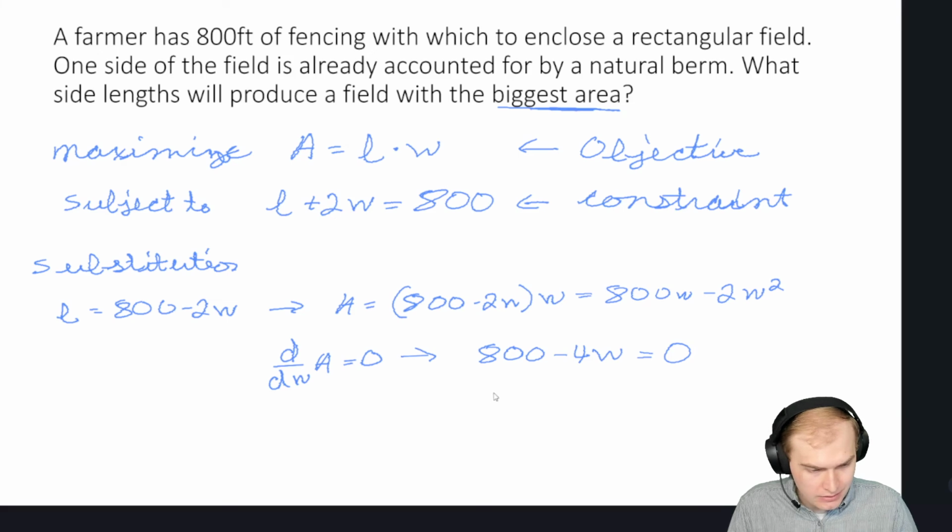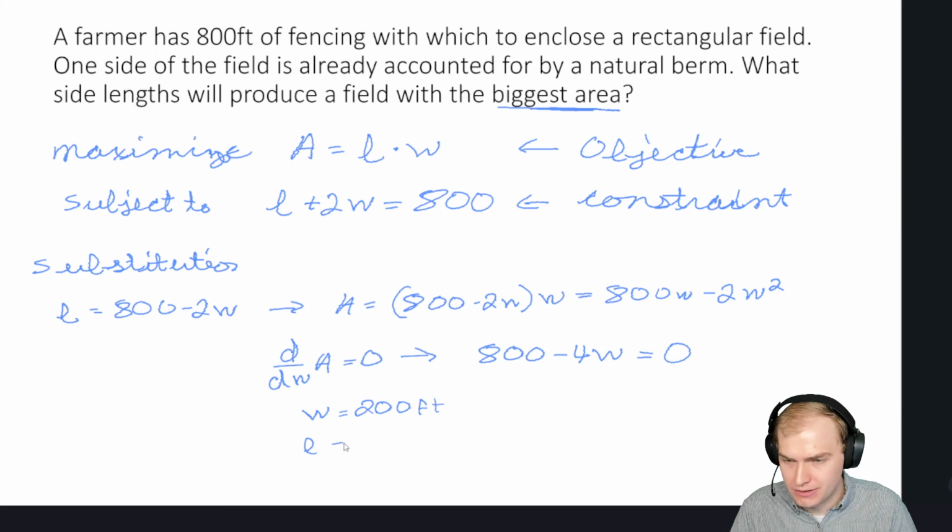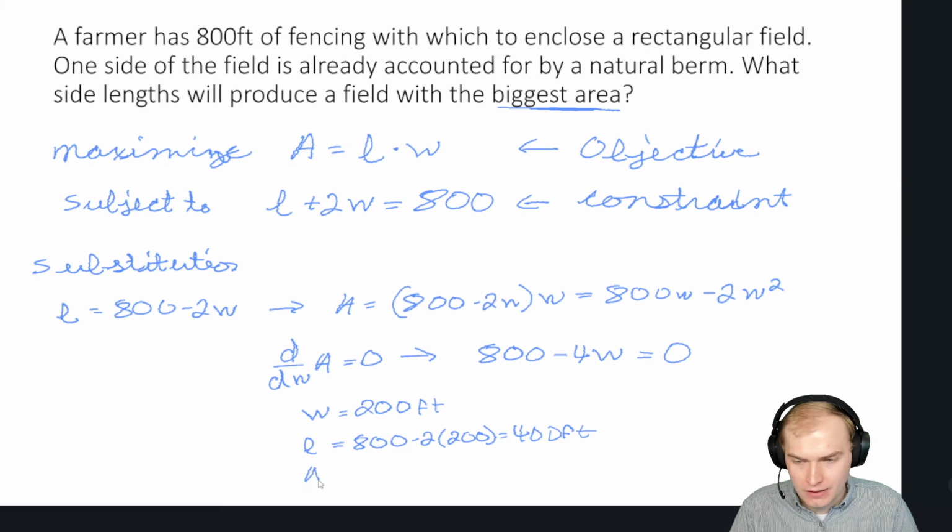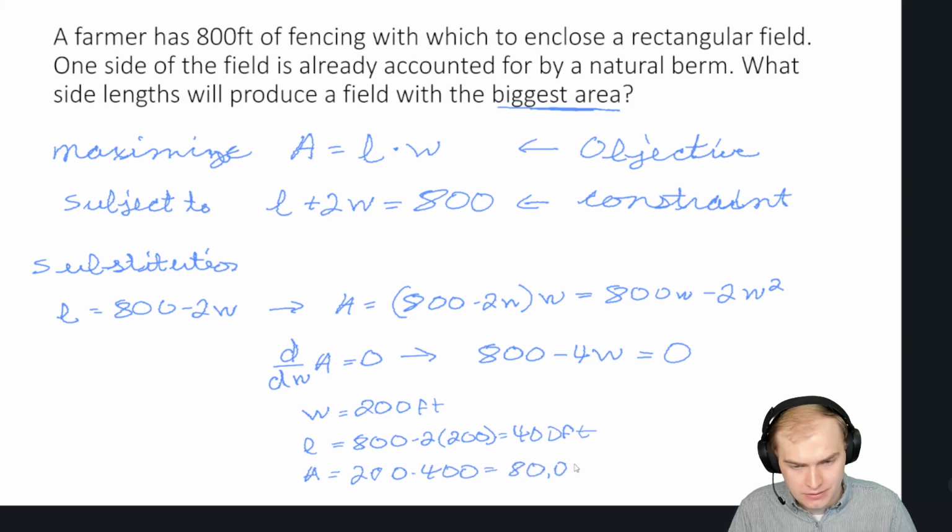This gives us that, where's my head? So that gives us W equals 200 feet. Plug that back into the length equation. 800 minus 2 times 200 is 400 feet. And then the area is 200 times 400, which is 80,000 square feet.